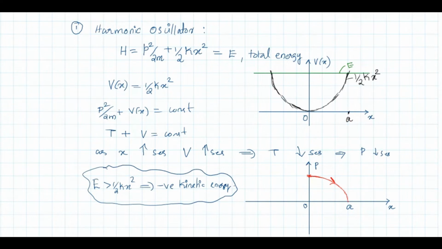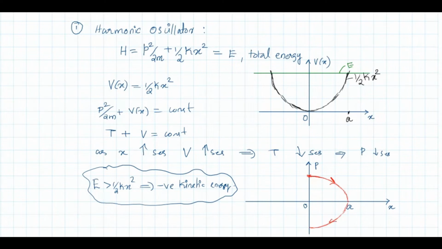Now the particle will go back. Up to this point it can move and its momentum will become 0 and then it turns back. Now onwards x will decrease with time. That means its momentum will be negative. That is in the fourth quadrant. And as time increases, x is decreasing.